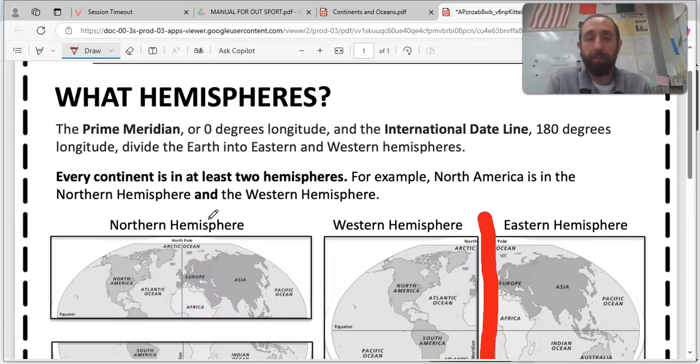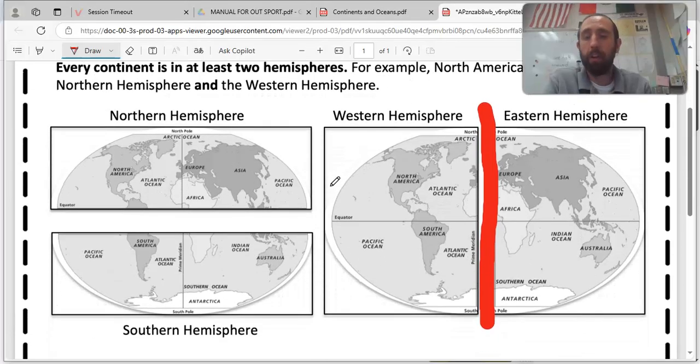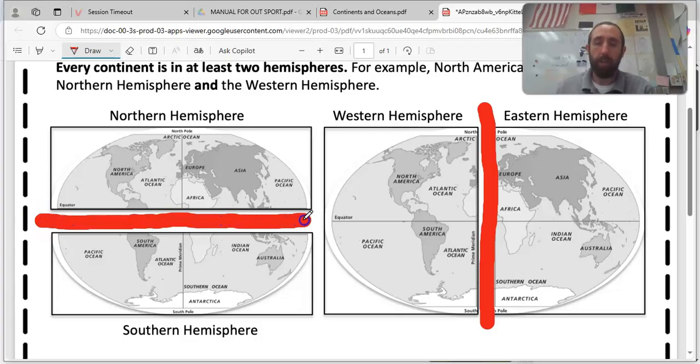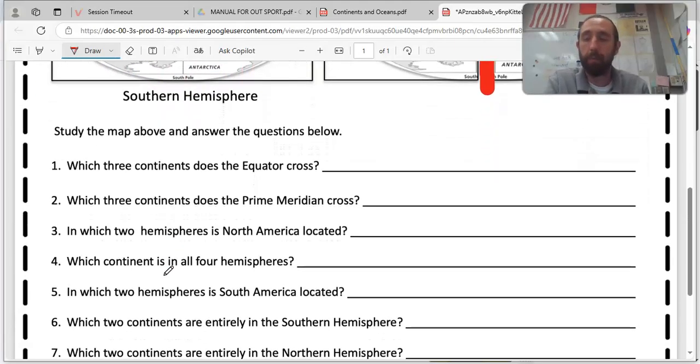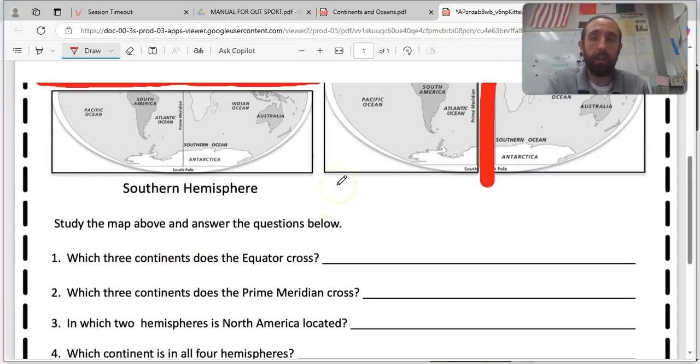And then there's another one, okay? It's called the equator, and that's going to be another imaginary line right across the center. It's going to be the horizontal one right here. This is the equator, and it divides the Earth into northern hemisphere, northern half, southern hemisphere, southern half. And there's going to be questions about this. For example, which three continents does the equator cross?